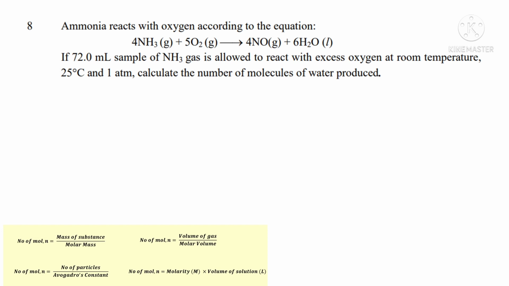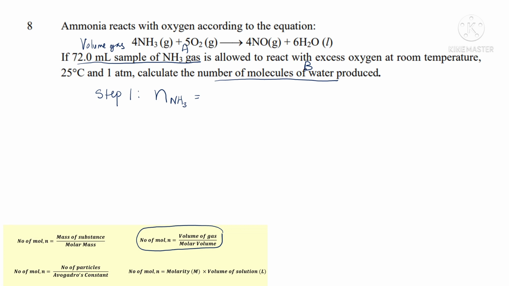Question number 8 also involves 3 steps because we are given the volume of ammonia gas and asked to calculate the number of water molecules. So again, given A, ask for B. To do this, step number 1, we calculate the number of moles of A, the number of moles of ammonia gas. For this, we are being given the volume of gas. Therefore, to find the number of moles of ammonia gas, we need to use the formula number of moles equals volume of gas divided by molar volume.